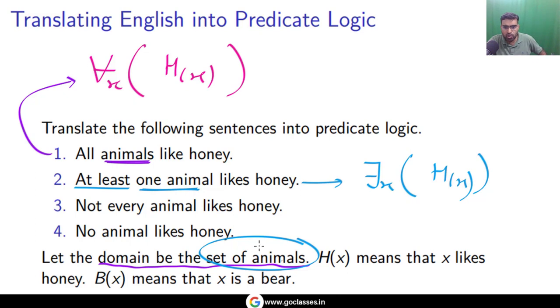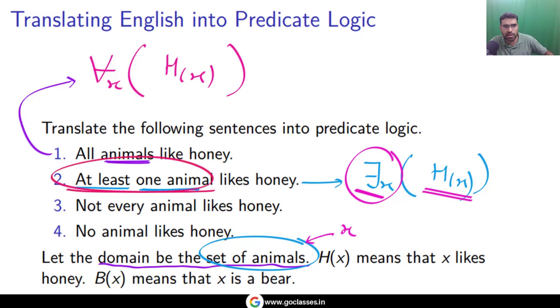Now remember, because the domain is set of all animals, in the domain you have animals, so every variable will refer to this domain. In the predicate logic, every variable will always refer to the domain. So this variable x refers to this domain. So how can I read this? I can read that there is some animal, because x refers to the set of animals. So I can say x is animal. I can read that there is some animal which likes honey. And this is what we want to write, that there is some animal, at least one animal likes honey. So this is your translation for the second statement.